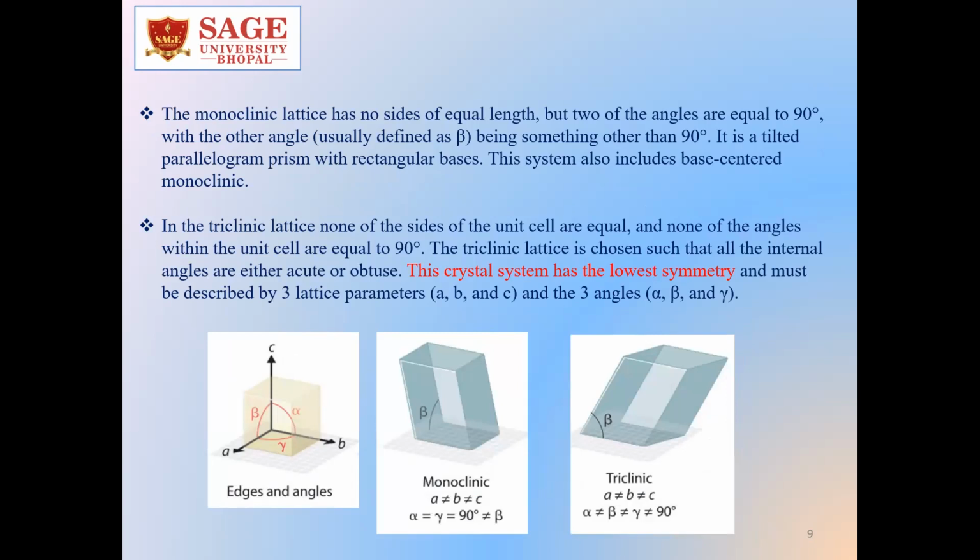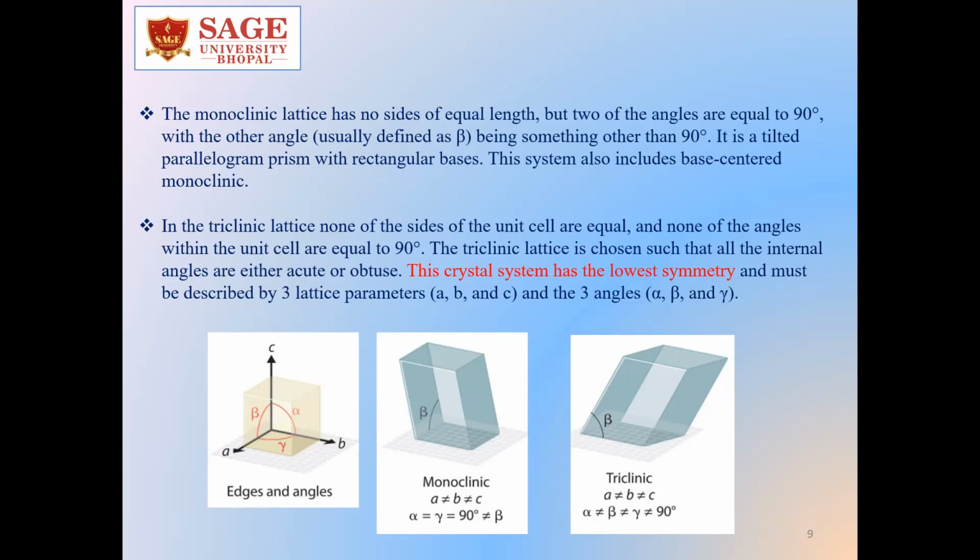The monoclinic lattice has no sides of equal length, but 2 of the angles are equal to 90 degrees, with the other angle, generally defined as beta, being something other than 90 degrees. So one angle will not be equal to 90 degrees and none of the sides are equal length. It is a tilted parallelogram prism with rectangular bases. This system also includes base-centered monoclinic.